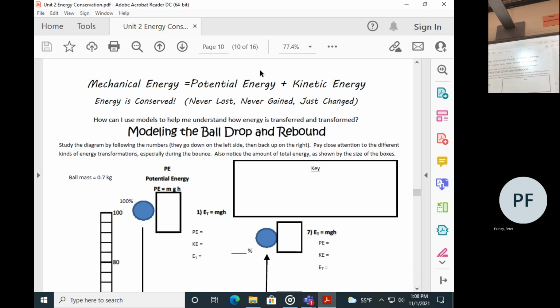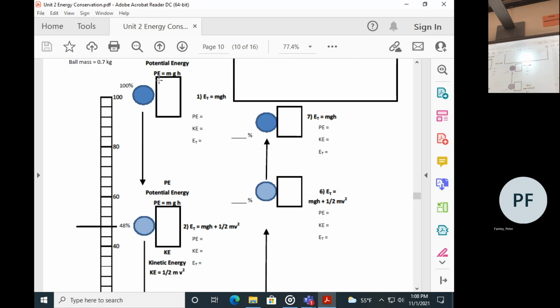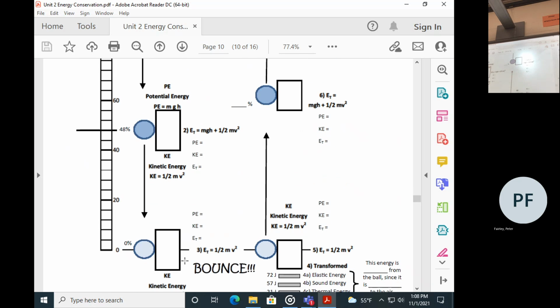Here's page 10. So before Halloween, I believe that we filled in these boxes, didn't we? This one was just the same as the monkey, wasn't it? 100% potential up here, 50-50 down here, and 100% kinetic down here, correct?